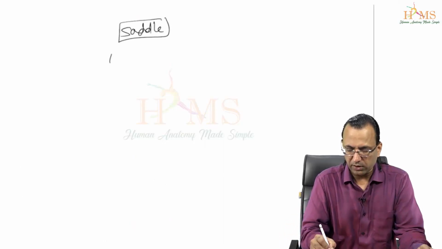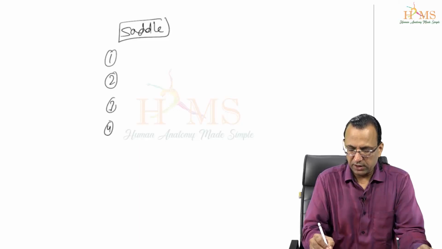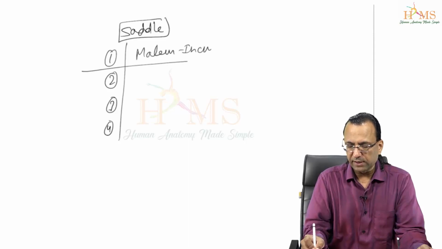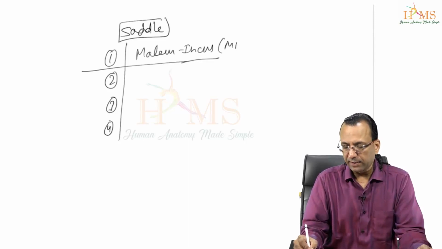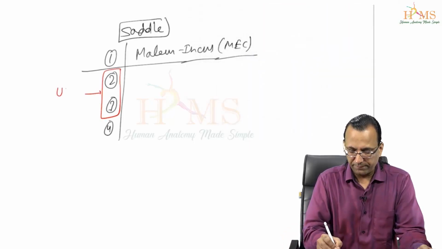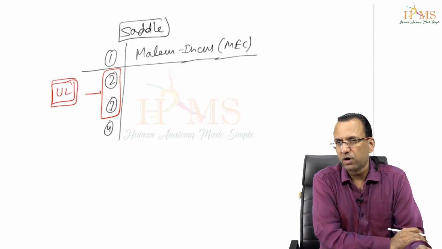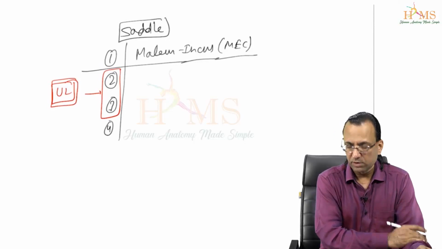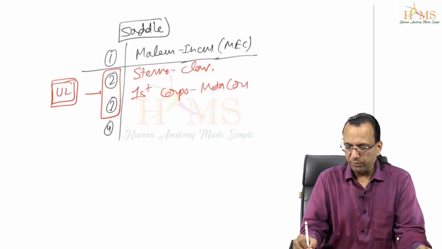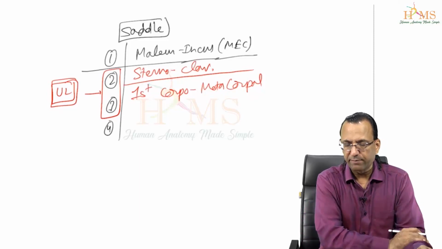What we are doing is talking about 4 examples of saddle synovial joint. What are they? Number 1 was in the middle ear cavity, the malleus and incus joint. So, malleus incus is in the middle ear cavity and it is a saddle synovial joint. What were 2 and 3? I will tell you in the upper limb. Actually, the sternoclavicular joint is also a saddle synovial joint, along with the first carpometacarpal joint. So, the first carpometacarpal joint and the sternoclavicular joint in the upper limb are saddle synovial.